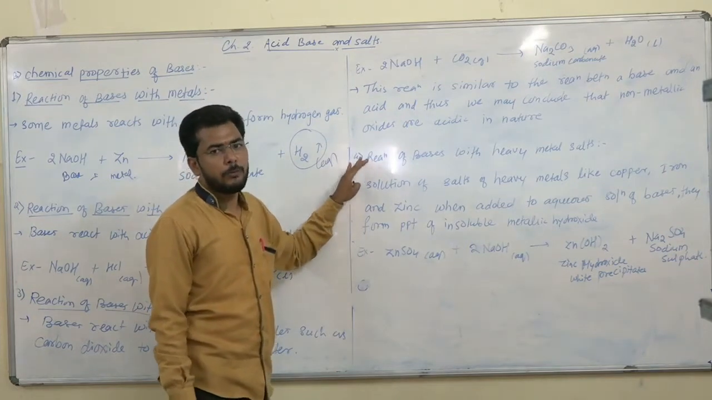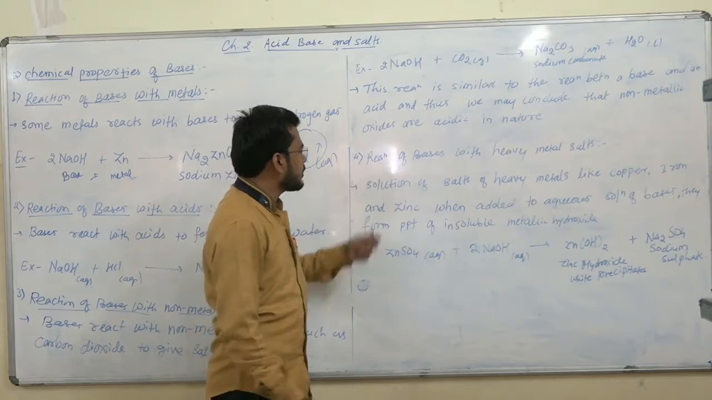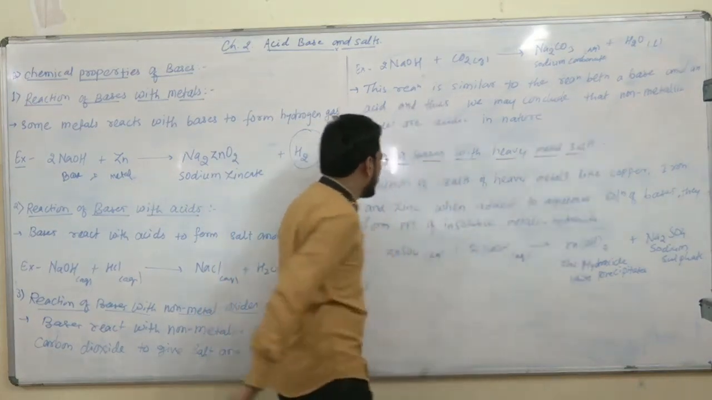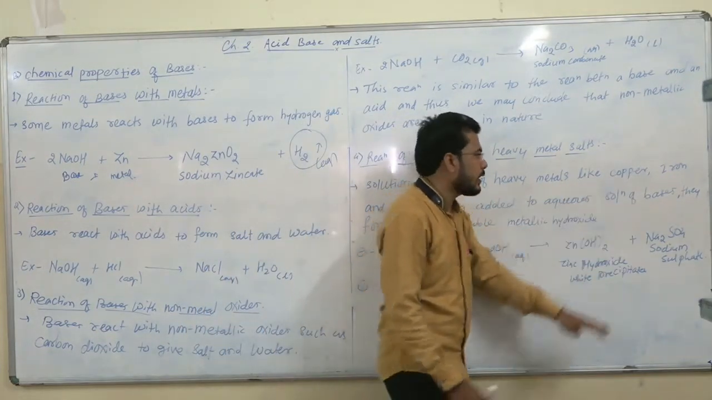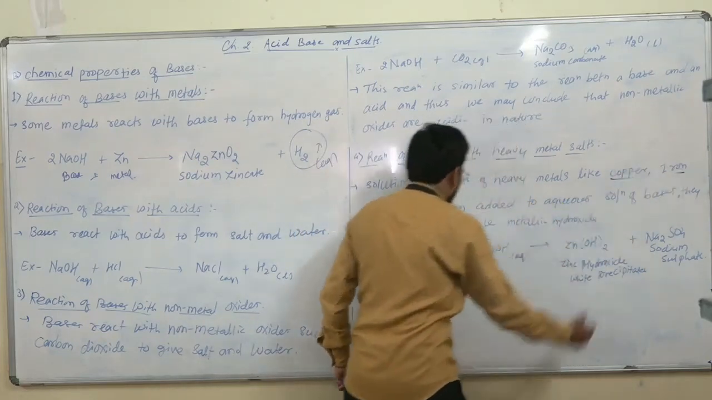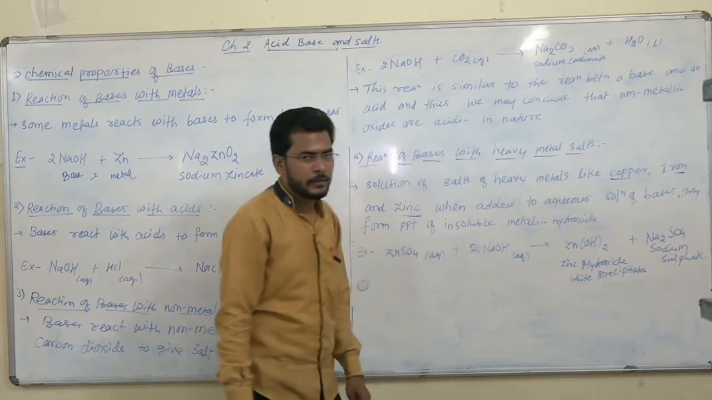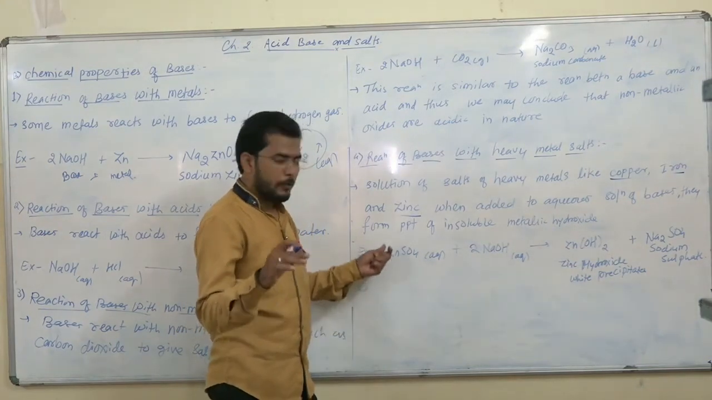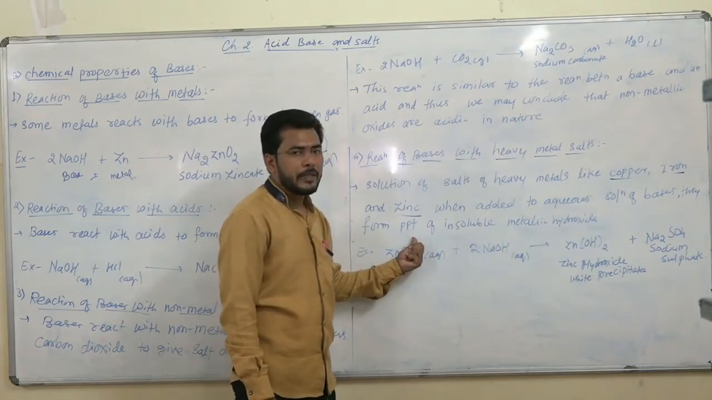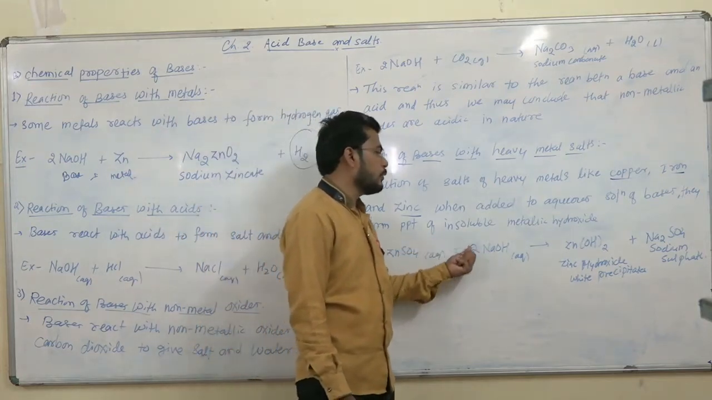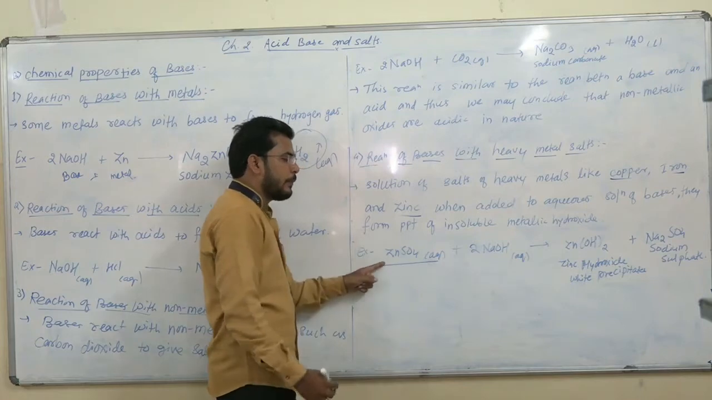Now the fourth chemical property of bases, which is very important: reaction of bases with heavy metal salts. Solutions of salts of heavy metals, like copper. Which are the heavy metals? Copper, iron and zinc, when added to an aqueous solution of bases, we will see this reaction with the help of an activity also. When added to an aqueous solution of bases, they form a precipitate, PPT, of metallic hydroxide.